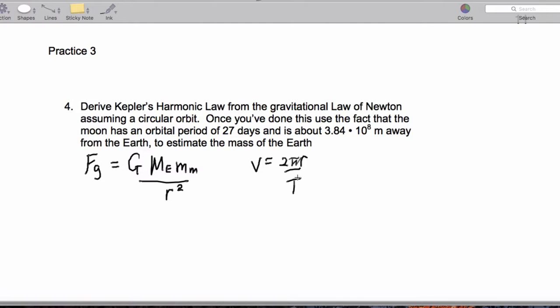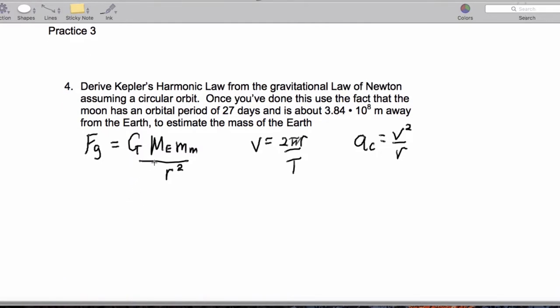And the last fact is that the acceleration of the moon around the Earth is given by v squared over r. These three facts are enough for us to come up with the T squared over r cubed law that we use in the previous page. So we have G, mass of the Earth, mass of the moon, over r squared makes the moon accelerate in a circle around the Earth.